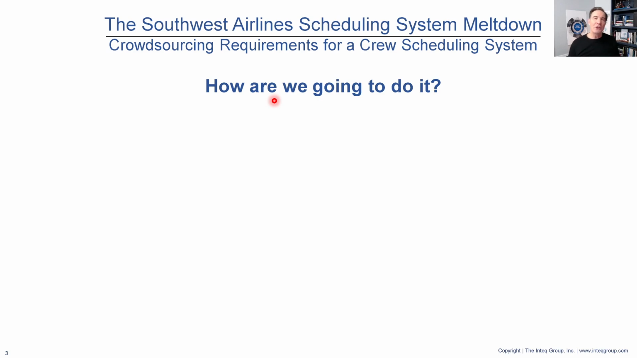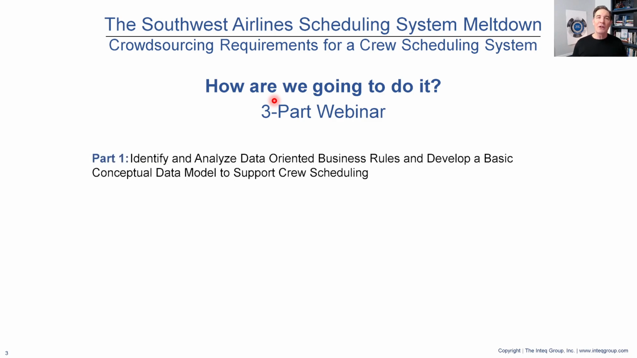All right, so how are we going to do it? Well, this is a three-part webinar. We did it as a live webinar, and this is really a post-webinar recap of the things we did in the live webinar. But how we did it is, in section 1, which is what we're doing right now, let's look at data and data-oriented business rules.